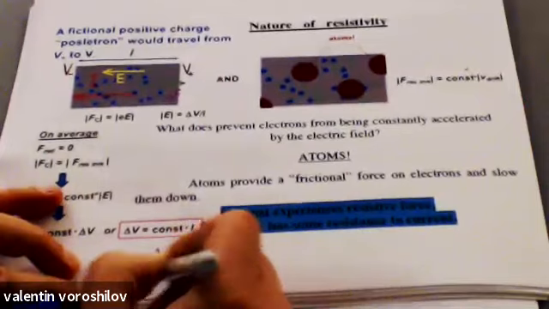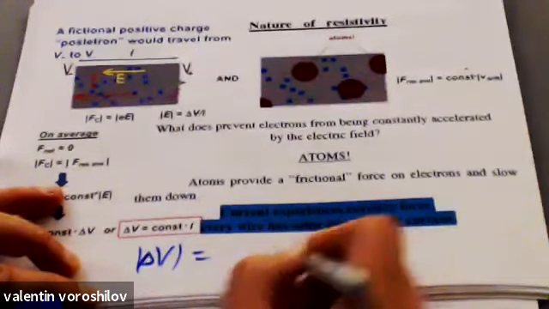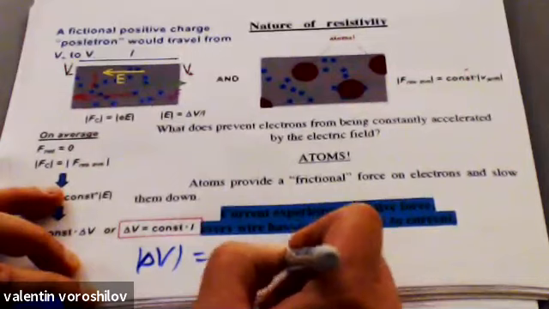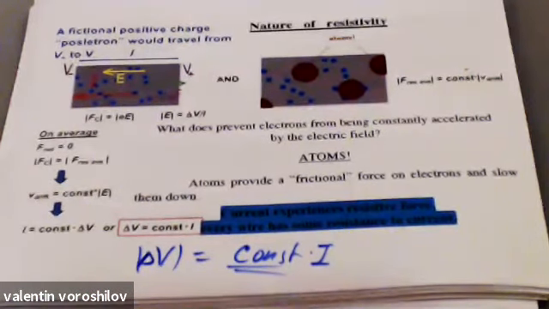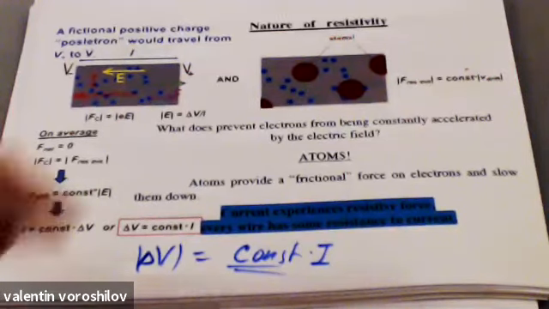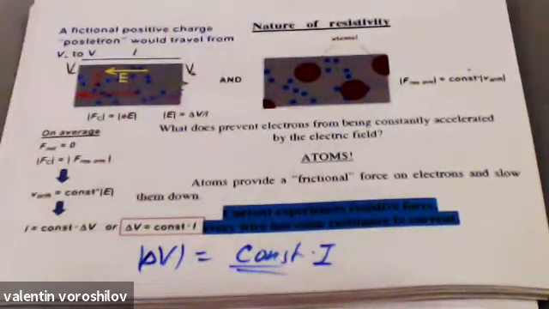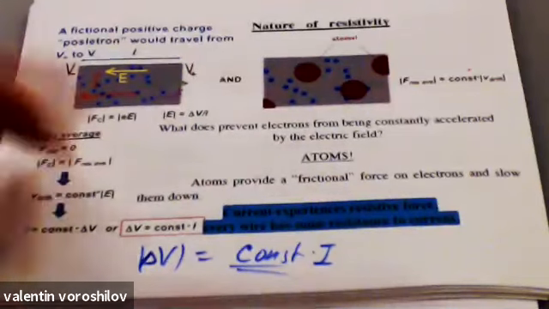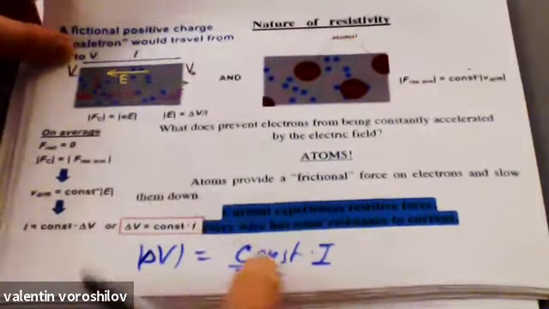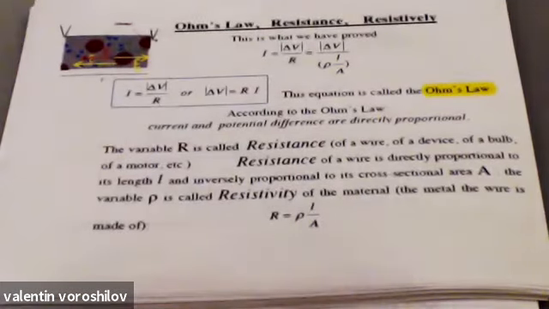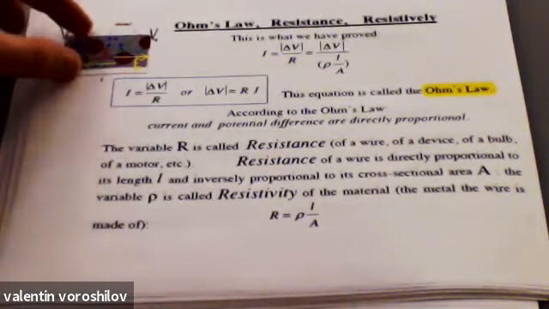Potential difference and electric current are proportional with some coefficient. This coefficient, of course, is supposed to depend on the structure, on the size of the atom, on the density, and other things, and also on the length. And the more accurate calculations tell us that this coefficient depends on the area of a wire.